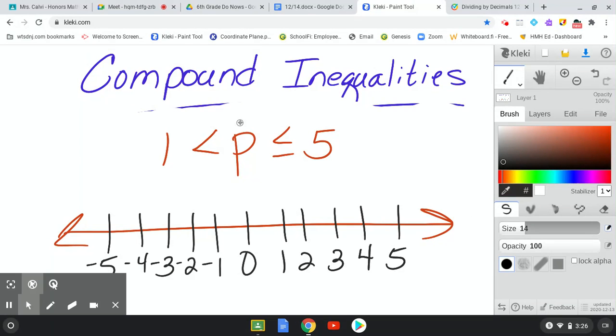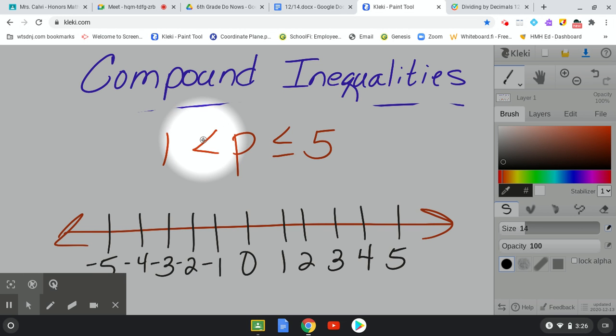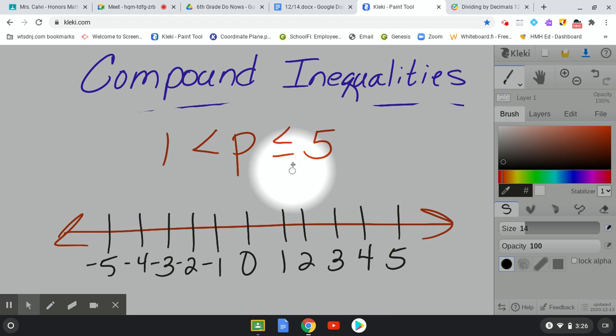Okay, so this is considered an and problem. It doesn't actually have the word and, it just has the variable in the middle. Okay, so basically this is reading p is less than or equal to 5 and it is greater than 1. Okay, so this is what we're going to do. We are going to plot both numbers, do the plot at the points first. So I have a +1, and this inequality symbol here goes with this number. This inequality symbol goes with this number.